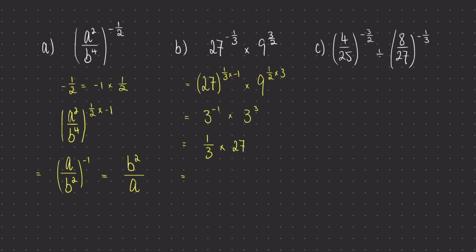So for my answer, I would have 27/3, but I could simplify before by cancelling out a 3 here and a 3 here, which would leave me with 9. So the final answer would be 1 times 9, which is just 9.